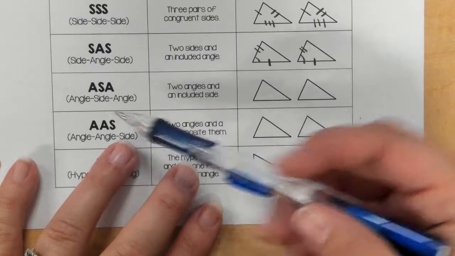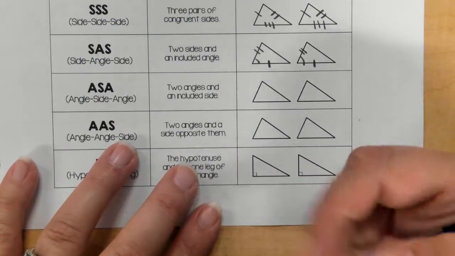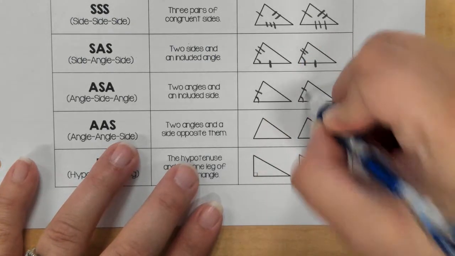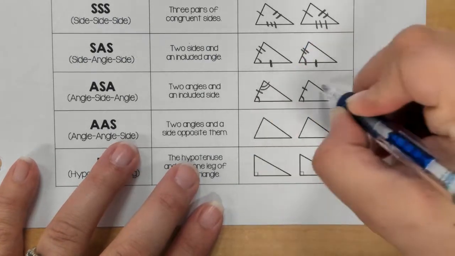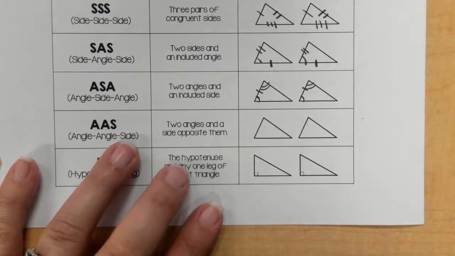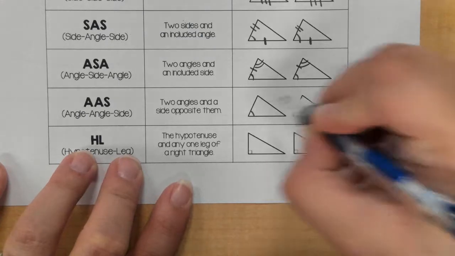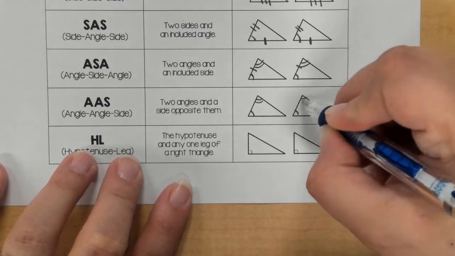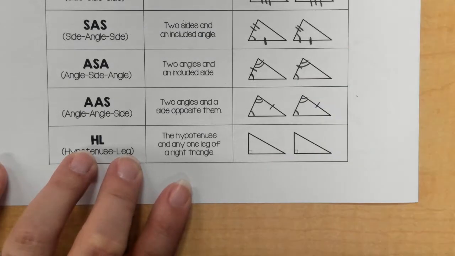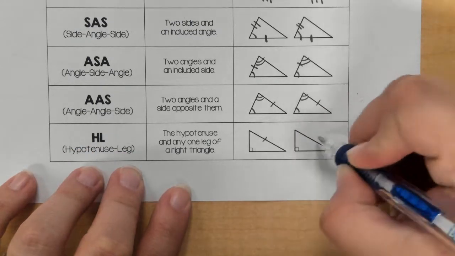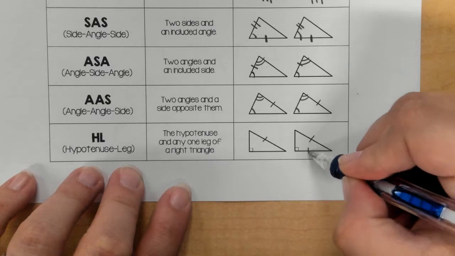Okay, for angle, side, angle, two angles and an included side. So we could go with angle, a side in between, another angle. Angle, angle, side. So we could go angle, angle, side. Hypotenuse leg. Okay, this is our hypotenuse. And then this could be our leg here.